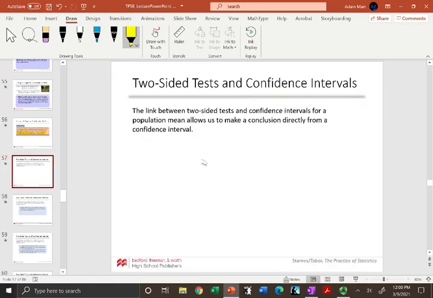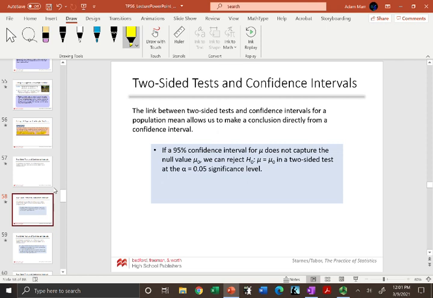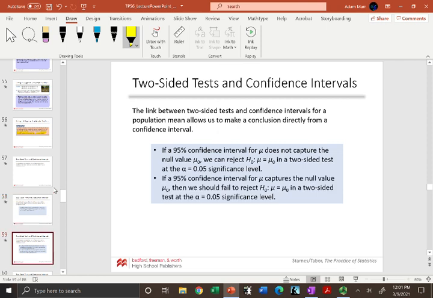All right, so where we were at right now, two-sided tests and confidence intervals. A link between two-sided tests and confidence intervals for a population mean allows us to make a conclusion directly from a confidence interval. If a 95% confidence interval for mu does not capture the null value mu sub 0, we can reject H sub 0, which is mu equals mu sub 0, in a two-sided test at the alpha equals 0.05 significance level. If a 95% interval for mu captures the null value mu sub 0, then we should fail to reject H sub 0, mu equals mu sub 0, in a two-sided test at the 0.05 significance level.